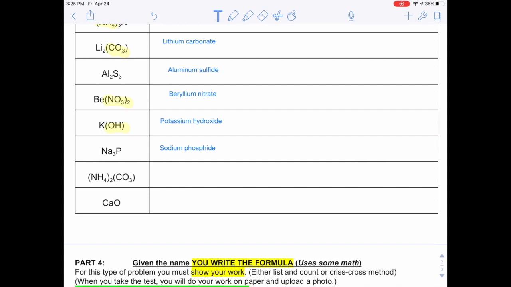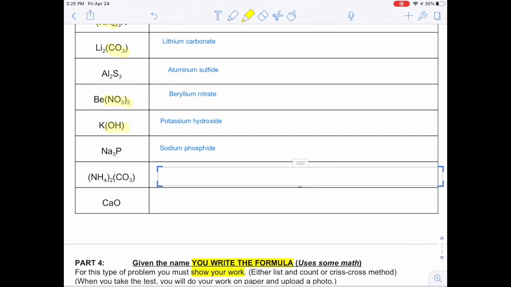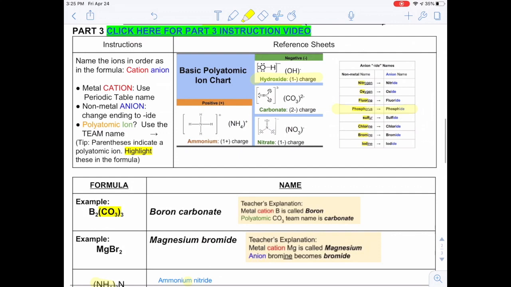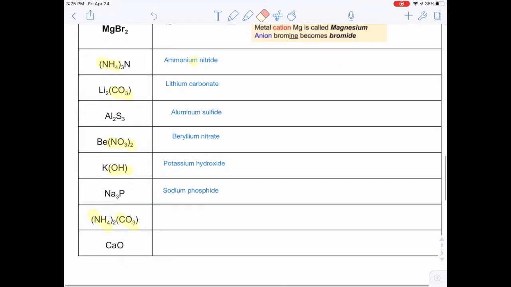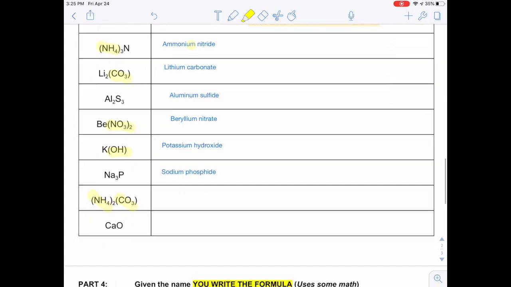And now the next one, I see two parentheses. So that means I have two teams bonded here. And so I don't need to look at the periodic table, I need to look at the ion chart. NH4 is a team. That's the positive one, ammonium. Remember, positive always comes first. And then the other one, CO3. So NH4, CO3 is ammonium carbonate.